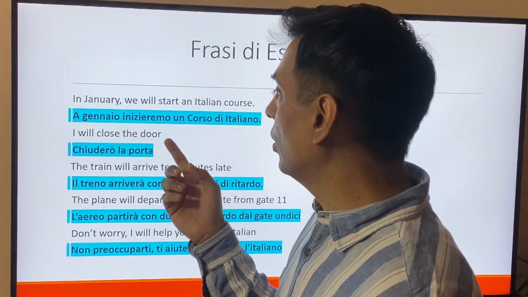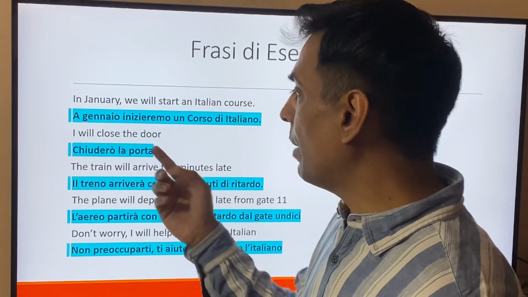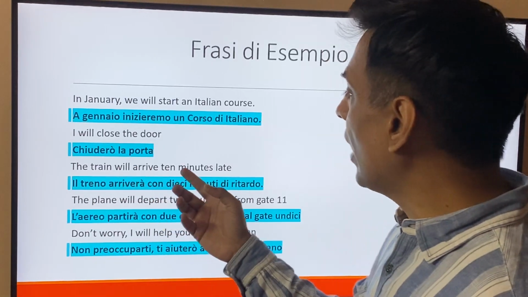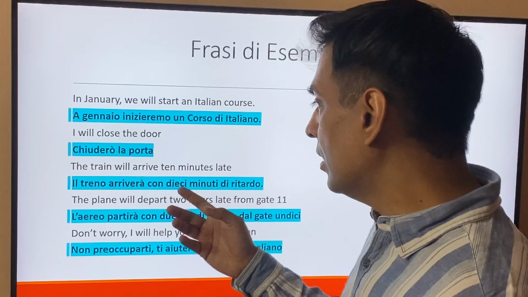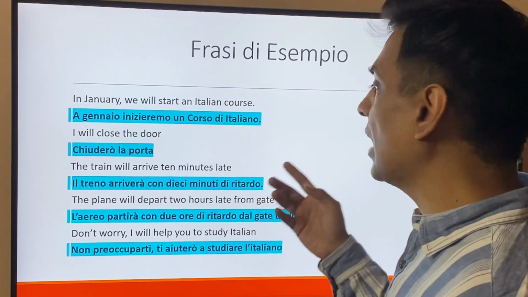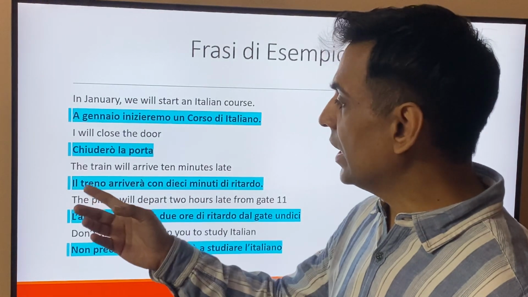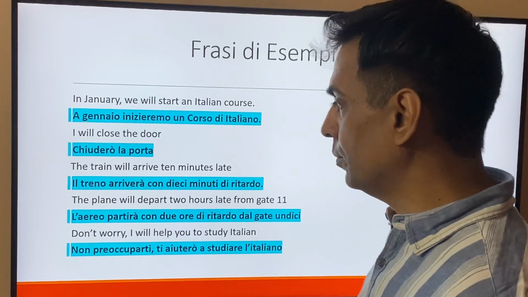I will close that door. Chiuderò la porta. This is an ere verb, chiudere. The train will arrive 10 minutes late. Il treno arriverà con 10 minuti di ritardo. This is again arrivare from the are group. Il treno arriverà con 10 minuti di ritardo.